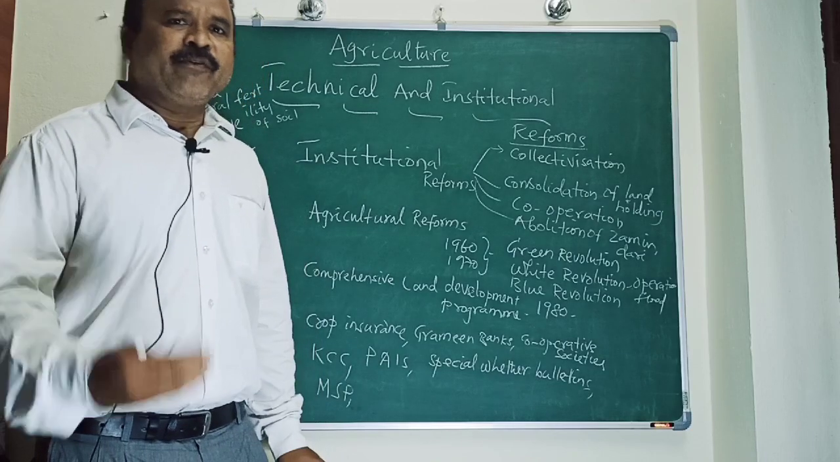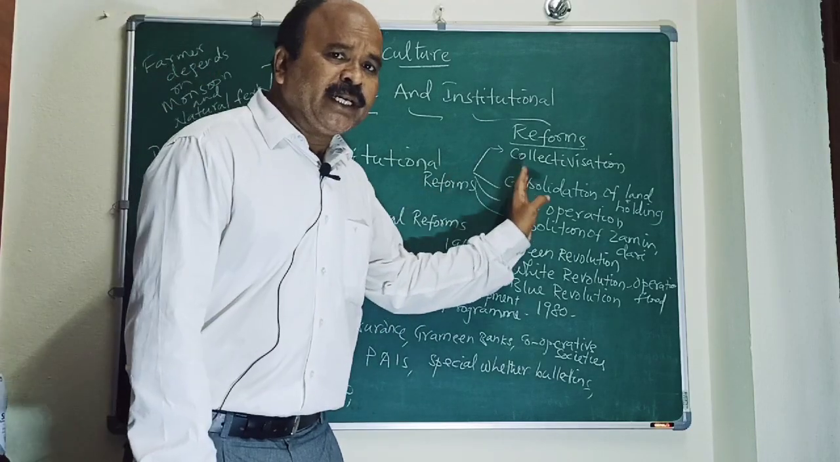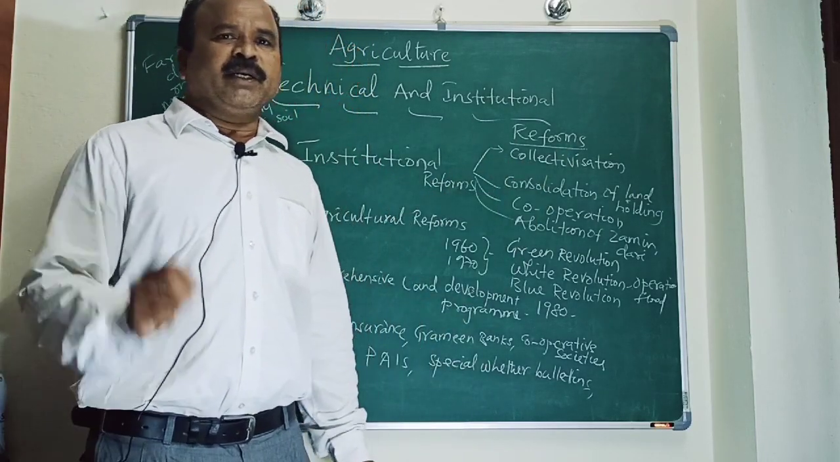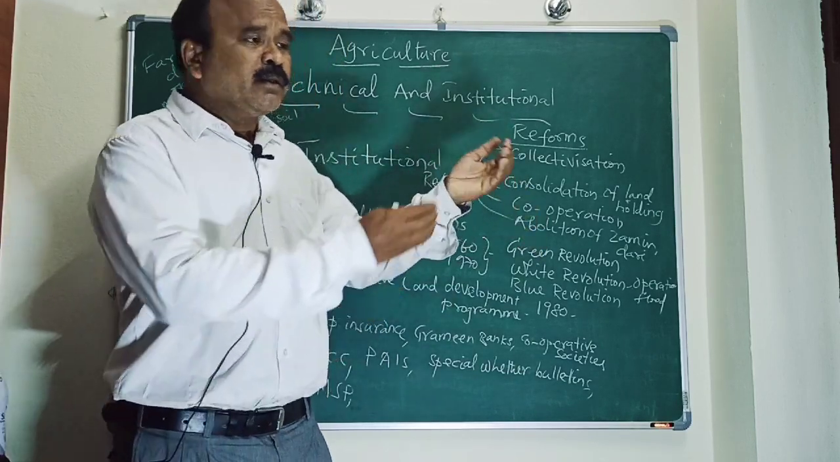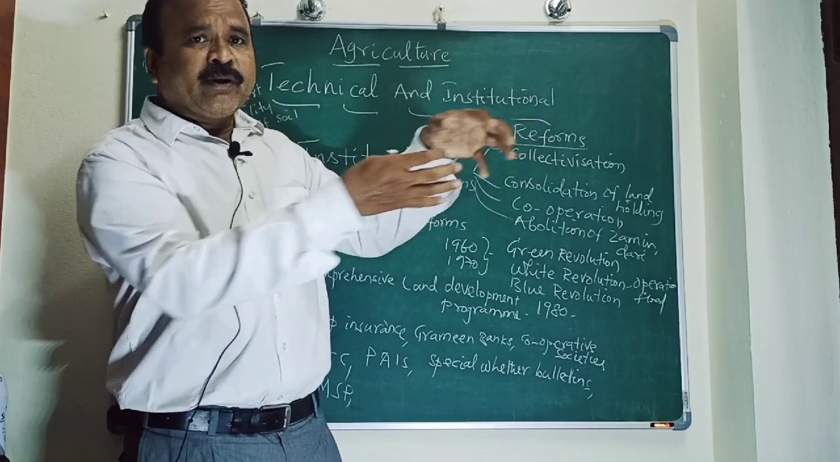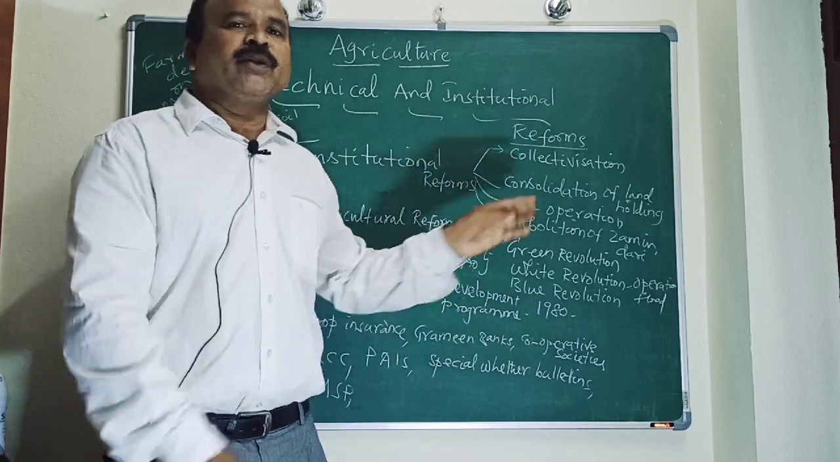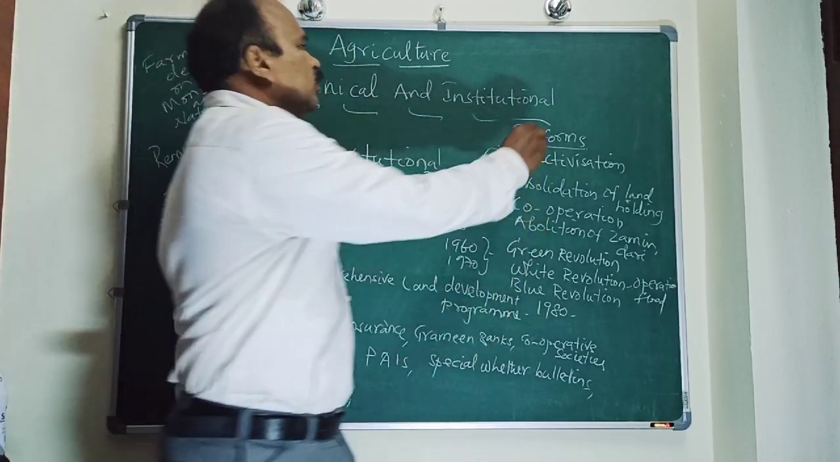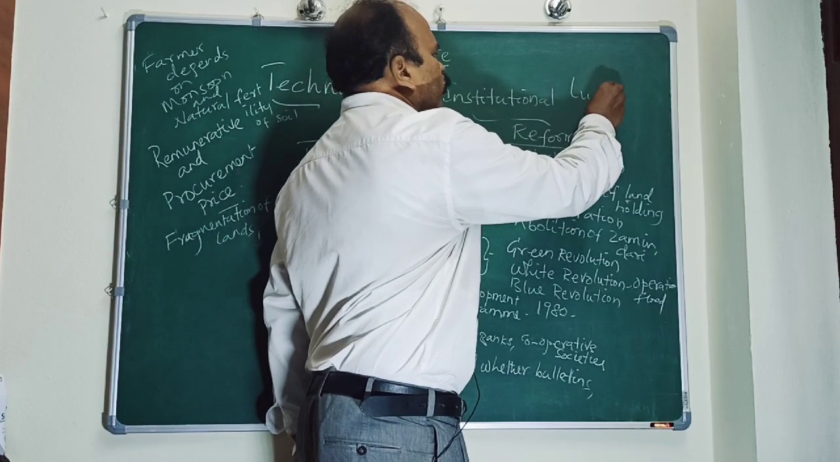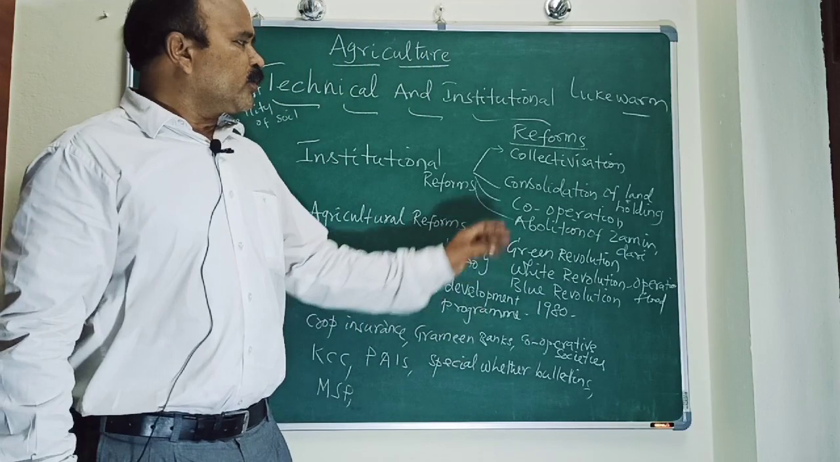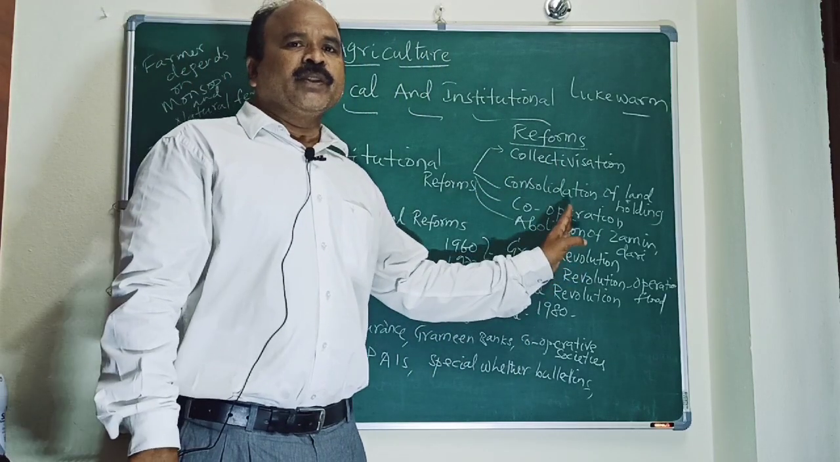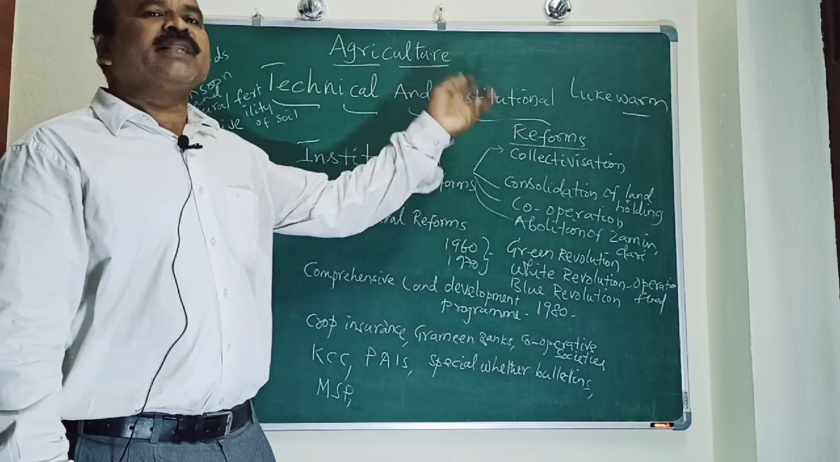Now these land reforms were introduced immediately after independence, but they were not so effective. The implementation, that means bringing the idea of land reforms into practical approach, was very lukewarm. Lukewarm means very slow and not effective. So land reforms were not effective, and the government had to go for other reforms.